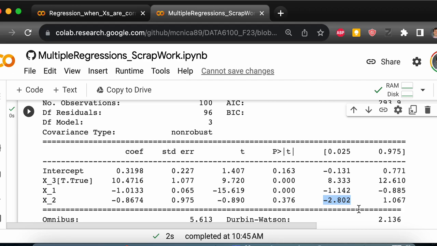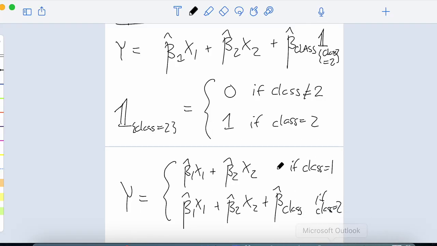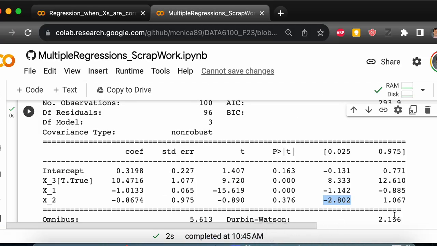What happened? We included this new variable, and all of a sudden, what we had on X2 no longer matters. This coefficient in this model, we're really uncertain about it. We're not sure if it's positive or negative. Could be negative, could be positive. What happened is that all of the information about x2 was somehow being taken care of by our class variable. So in the context of having this extra class variable, x2 no longer matters.